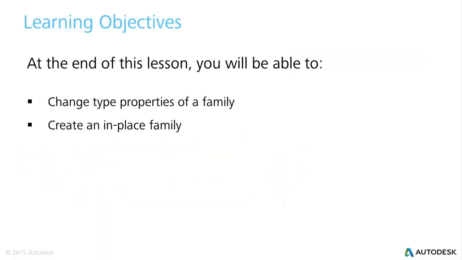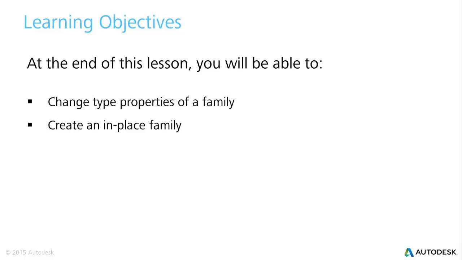Now let's take a look at the learning objectives for video 5. For the first objective, we'll take a look at changing type properties of a Revit family. This could be changing a door or a window component to add a new size, so that it could be used repeatedly across a project.